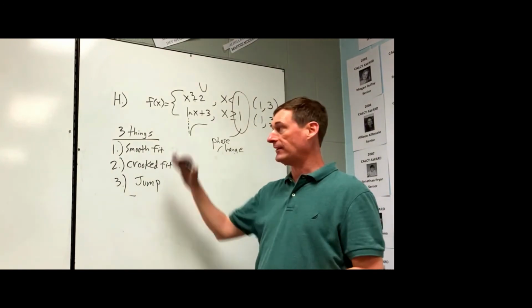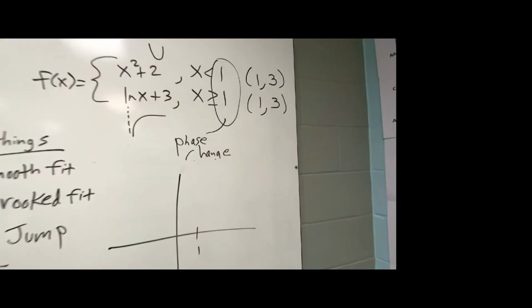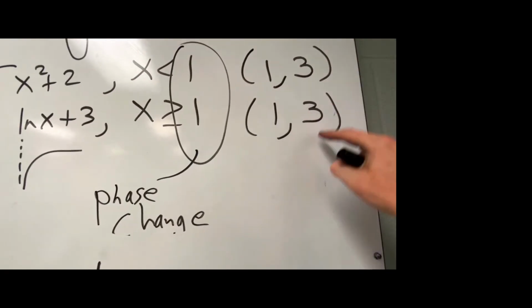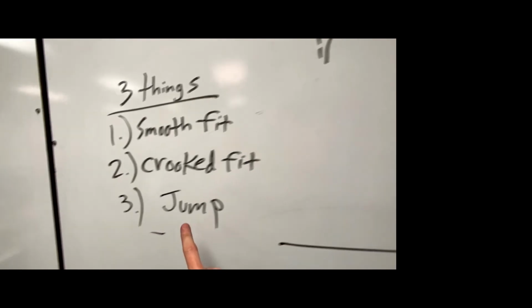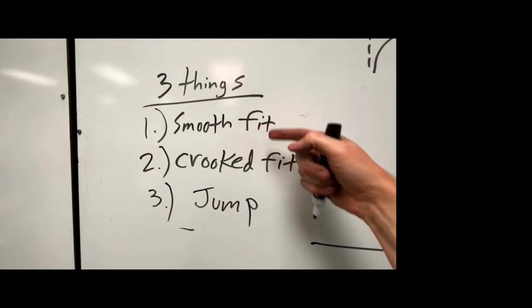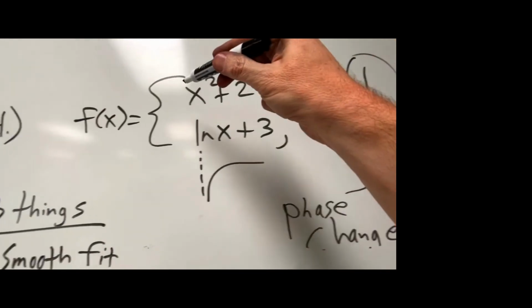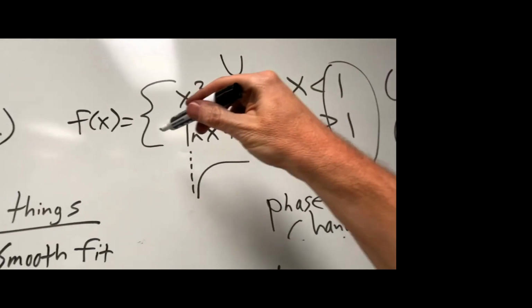Let's go to the graph and see which one of these three things happens. Well, we already do have a connection. The pipes are connected because they have the same endpoint. So I guess this one's going to be out. So it's either going to be a smooth or crooked fit. Where do you start? Just start on the top. Just do the first line and then do the second line.